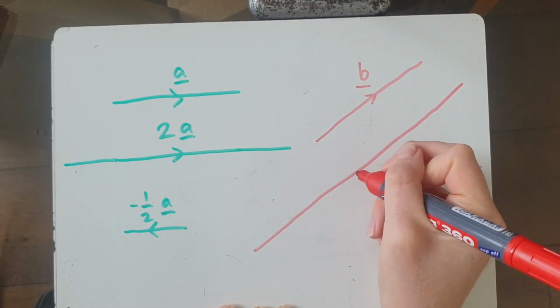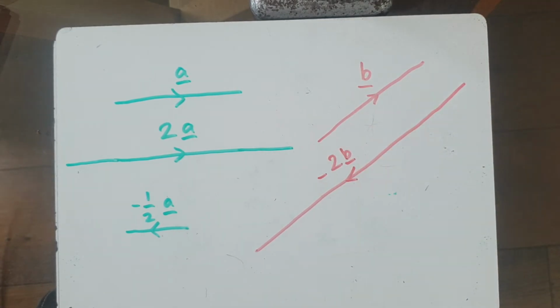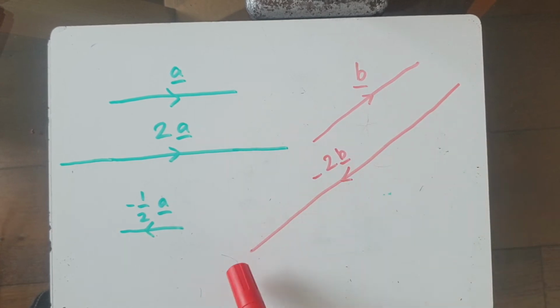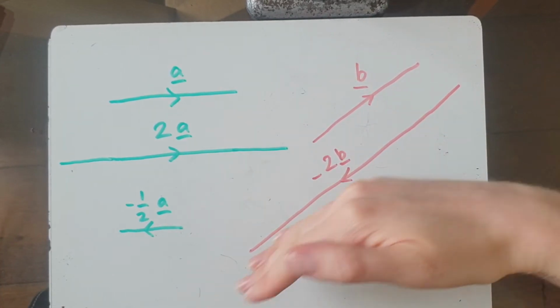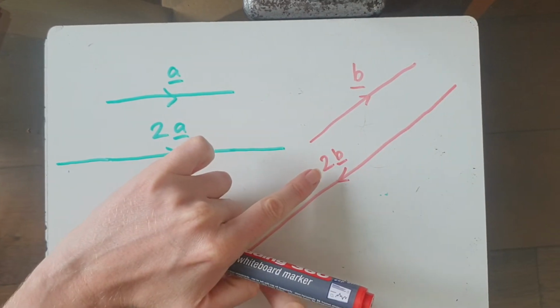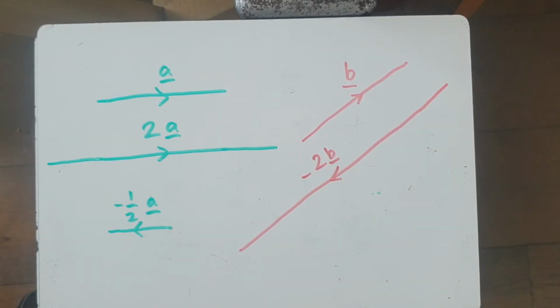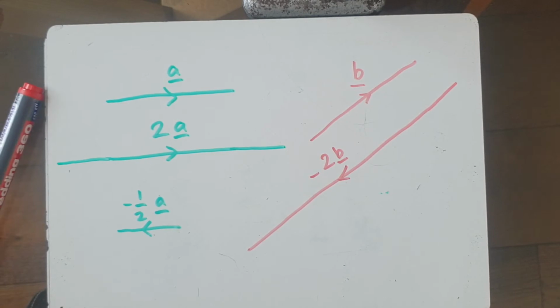Pretend I've drawn a very good parallel line there. If we have negative 2B, it'll be moving in the opposite direction, but it will still be moving along the same direction plane. So 2B would be moving in the same direction parallel, and then when we put a negative on, we're just reversing it.